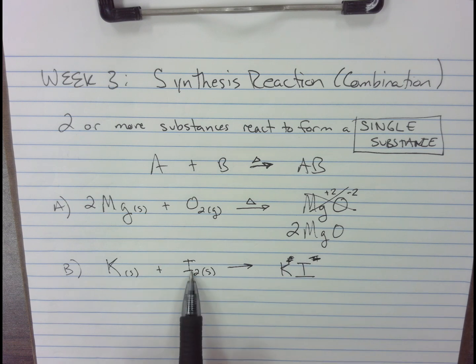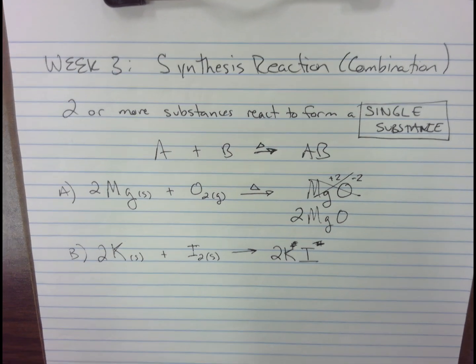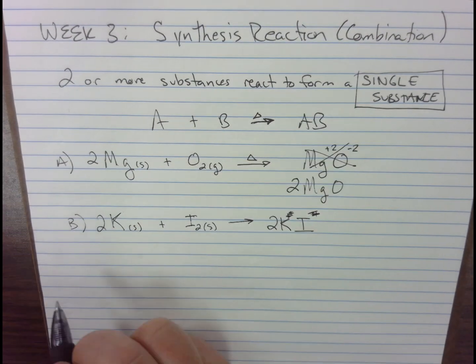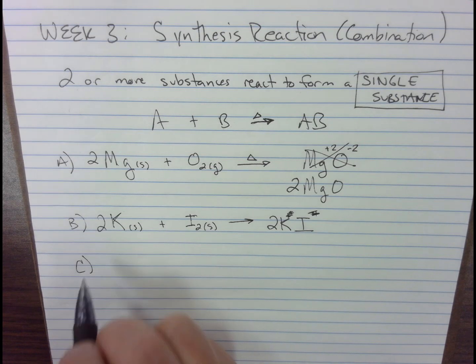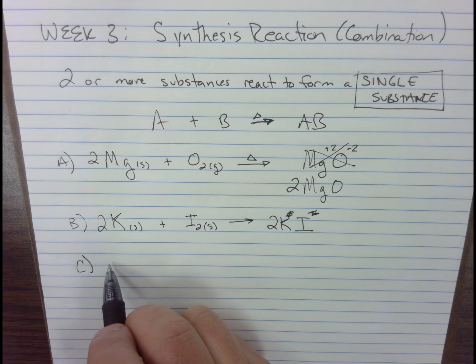Even though I2 is over here, it doesn't mean it's I2 over there. Once I balance it, I'll have two iodines on both sides, and then I'll also have to balance it with two K's over here. So these synthesis reactions are pretty simple reactions. I'll show you one more example, and then you'll have some practice to do. Real quick, shouldn't take you that long.